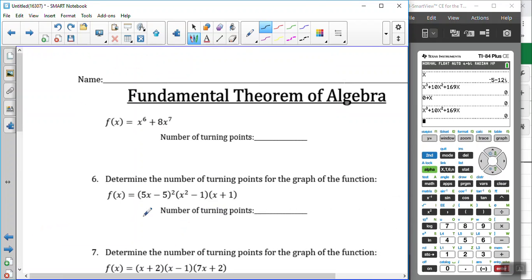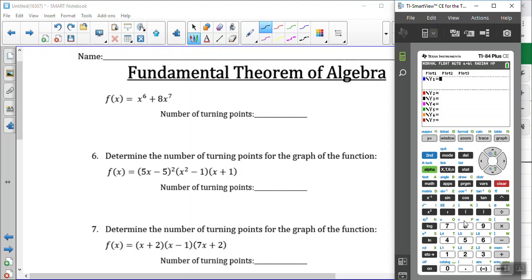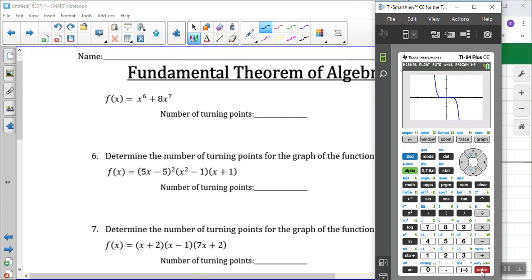Alright guys, turning points. The turning point is where your function is changing from increasing to decreasing. So let's quickly graph it and see what the turning point is. x to the 6 plus 8x squared. And you hit enter. Oh, you hit graph. There's your function. I'm trying to zoom in like I do on Desmos. Ugh, this is such a chore. Hold on.